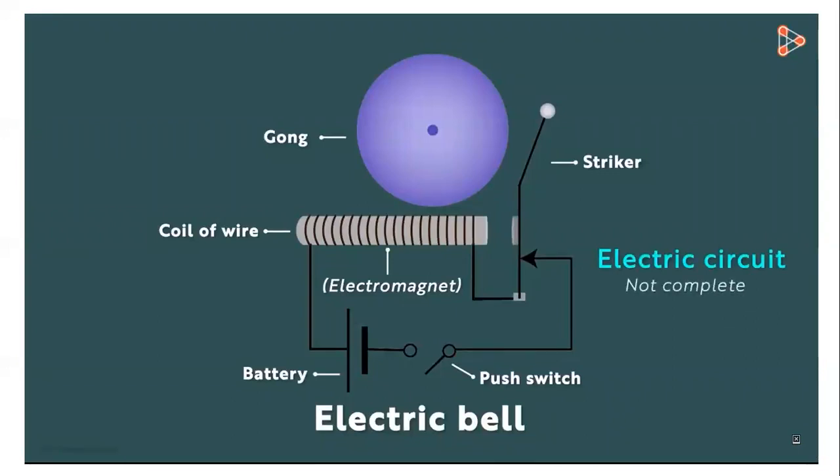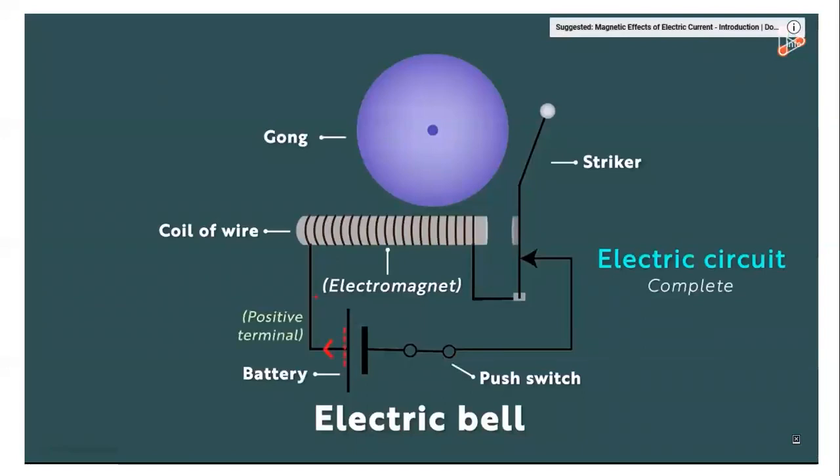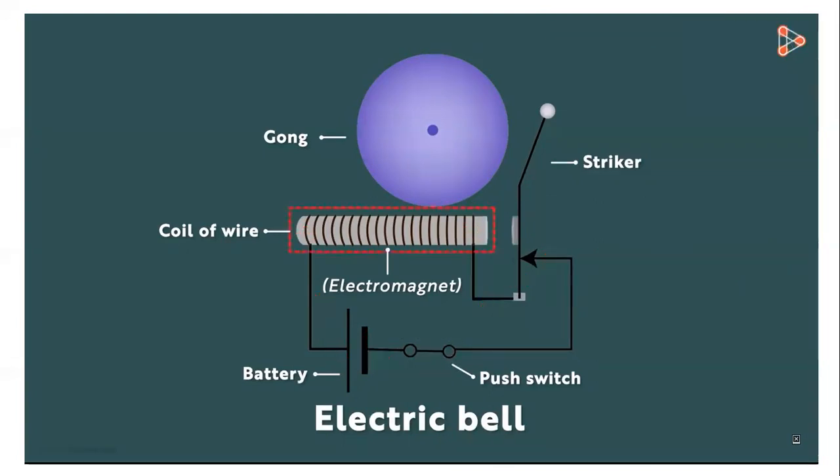Thirdly, why is it not complete? Well, we haven't pressed the switch yet. When we push the button, the circuit gets completed and the current flows from the positive to the negative terminal. But when the current flows through the coil, it becomes an electromagnet. This electromagnet then attracts the soft iron towards it.